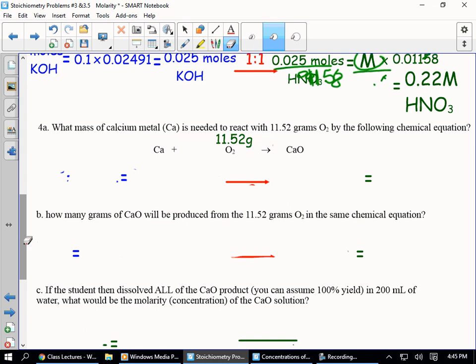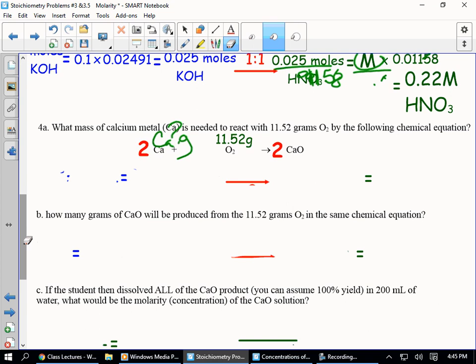All right, so to balance, all we have to do is put a 2 here and a 2 here. And then the question says, what mass of calcium metal is needed to react with 11.2 grams of O2? I don't see anything about molarity. I don't see anything about liters. So I'm going to have to go back to our first formula, which is moles equal mass over formula weight.